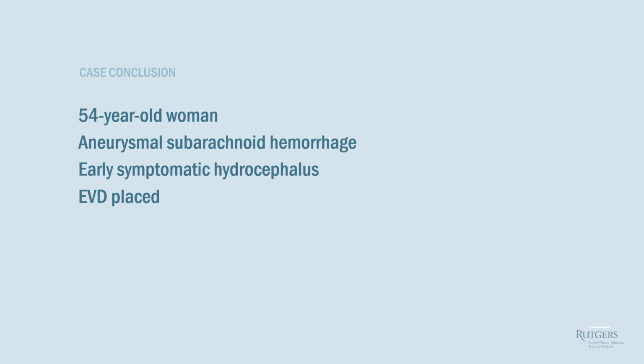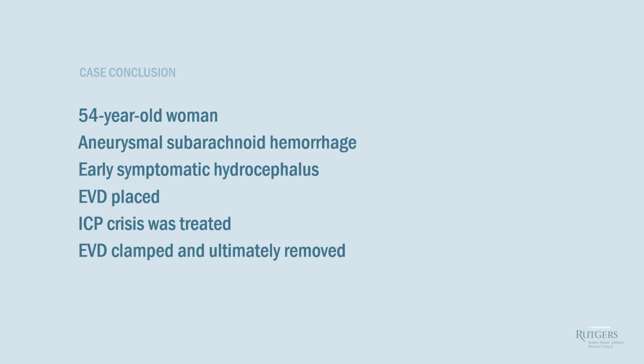What happened to our 54-year-old woman with aneurysmal subarachnoid hemorrhage and early hydrocephalus, which required placement of external ventricular drainage? Her ICP crisis was treated. She stabilized, allowing for EVD weaning attempts. It took some time, but her EVD was clamped and ultimately removed. And she was discharged without significant lasting focal neurological deficits.